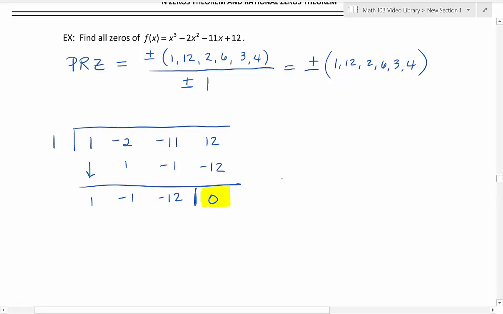So let's start factoring f of x. Since 1 is a 0, x minus 1 is going to be a factor. And then our second factor comes from the quotient of our synthetic division. X squared minus x minus 12.